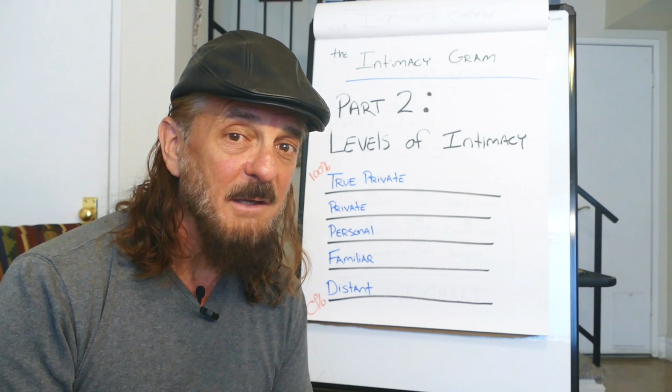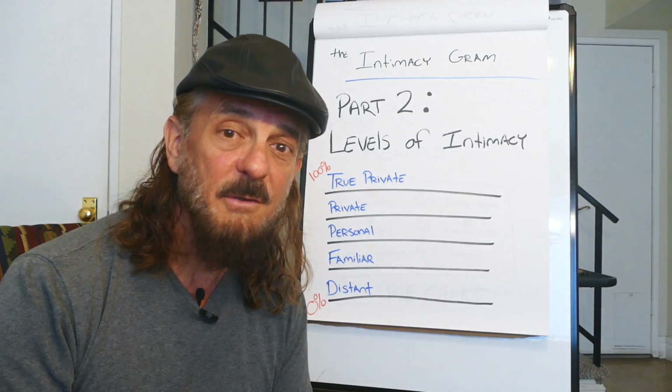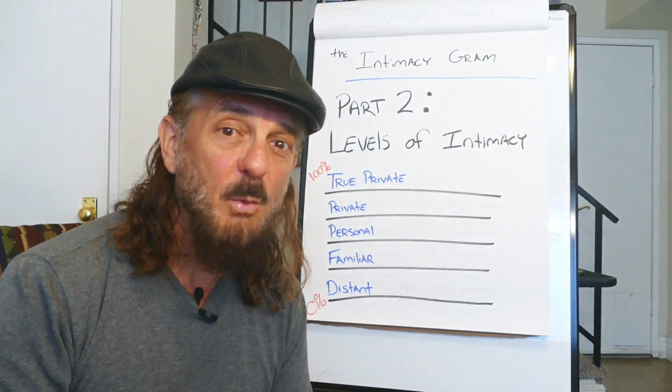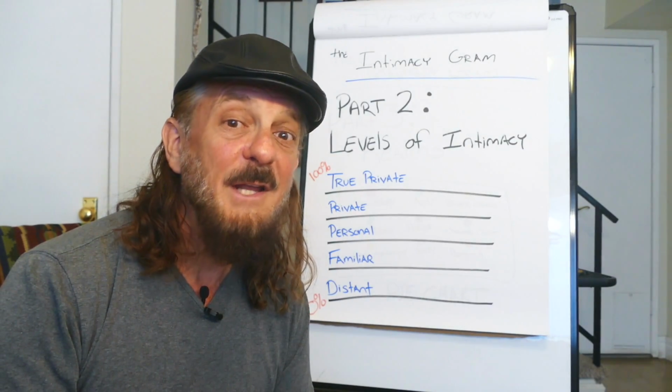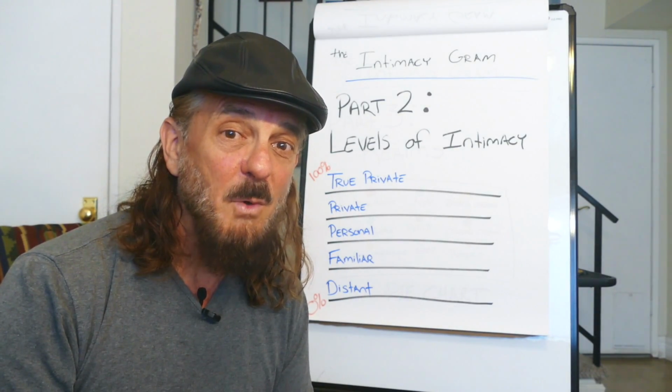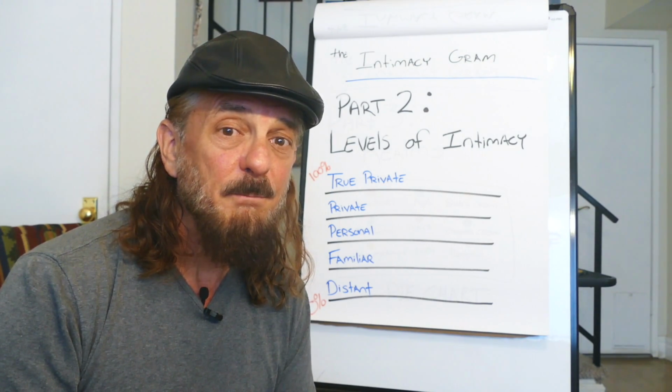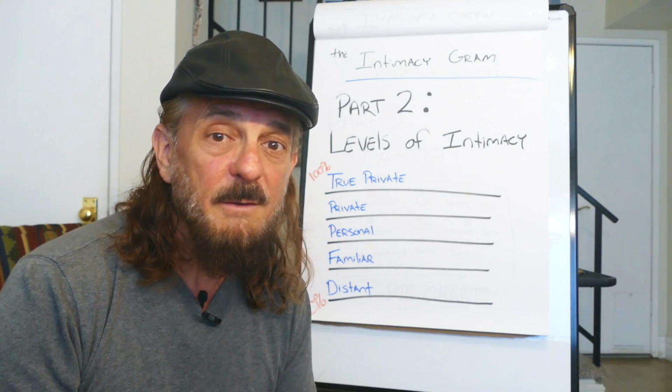Moving down to the next level, we have familiar. This is 20 to 40%. This is where we put our everyday friends. These are maybe where we put some neighbors that we're very close to, people that maybe we work with.